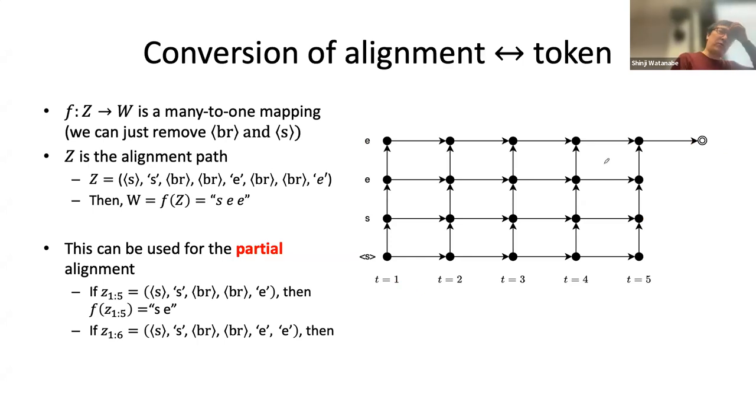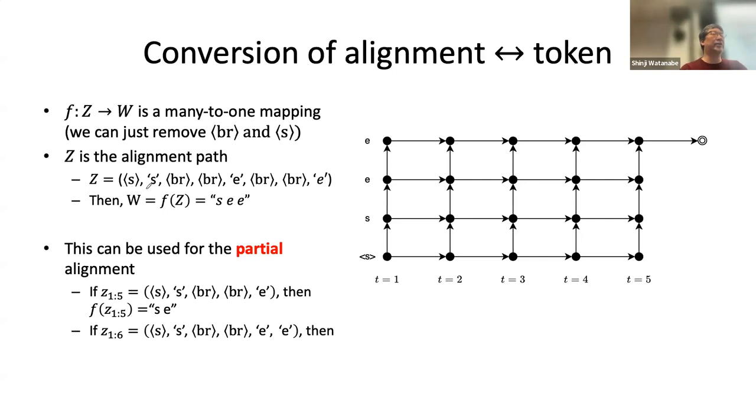Okay, so now I want to spend a little bit of time to understand the conversion between the alignment and the token. First, as you may know, from the given alignment to the token sequence, this is a many-to-one mapping. How to convert from Z to W is quite simple. We just remove the blank symbol, and then we can recover the token sequence from the alignment sequence.